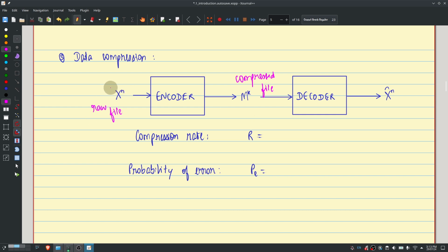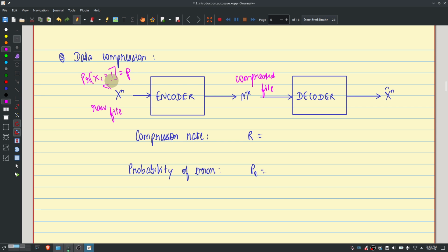So let's take a concrete example. Suppose that we know the statistics of this raw file. The raw file has n bits, it's an n bit string, but the probability that xi is equal to 1 is, let us say, some p, where p is something that's less than a half. So the fraction of ones that you see is something much smaller than half.